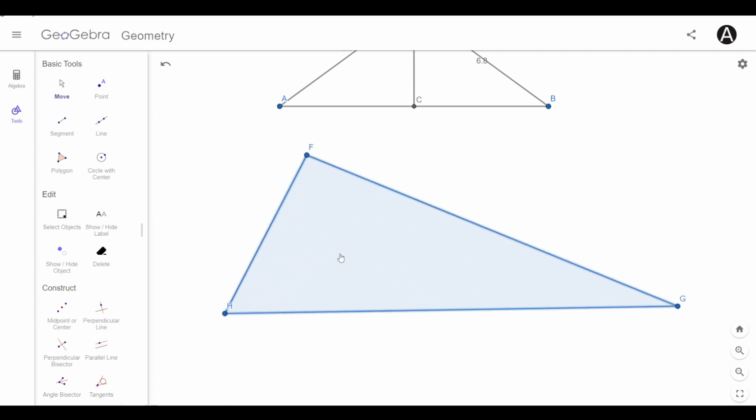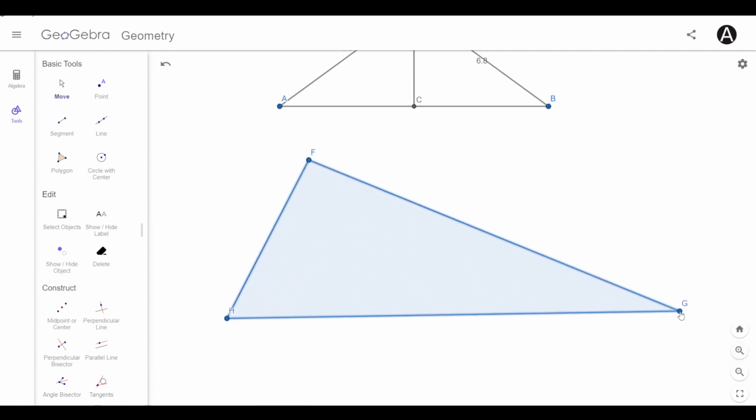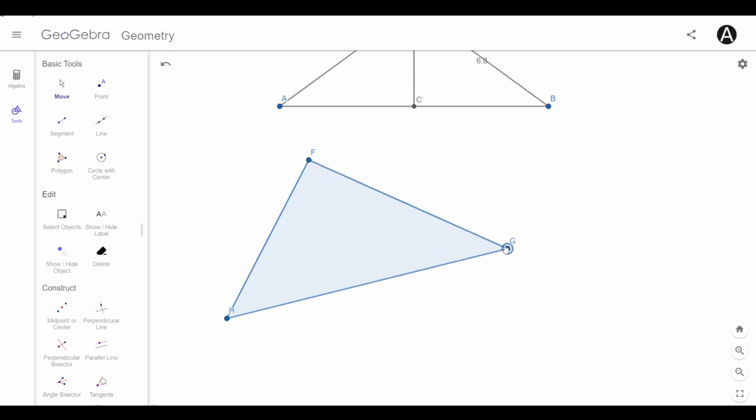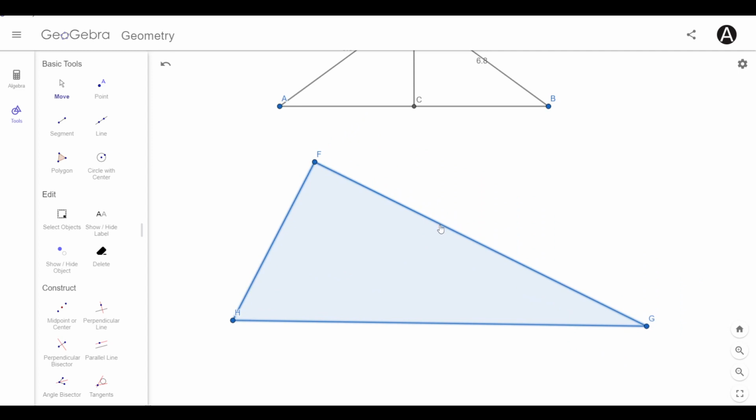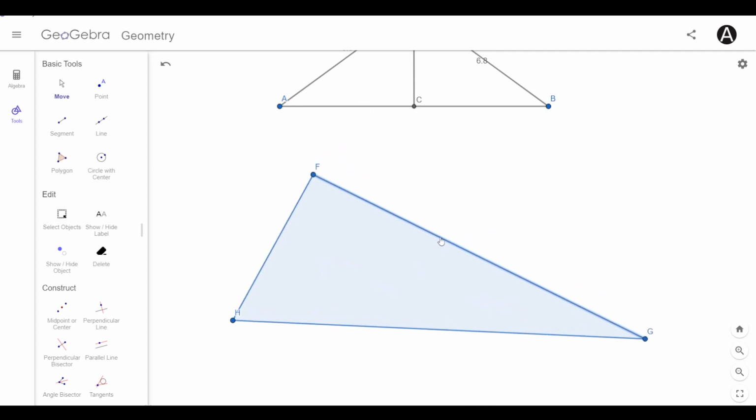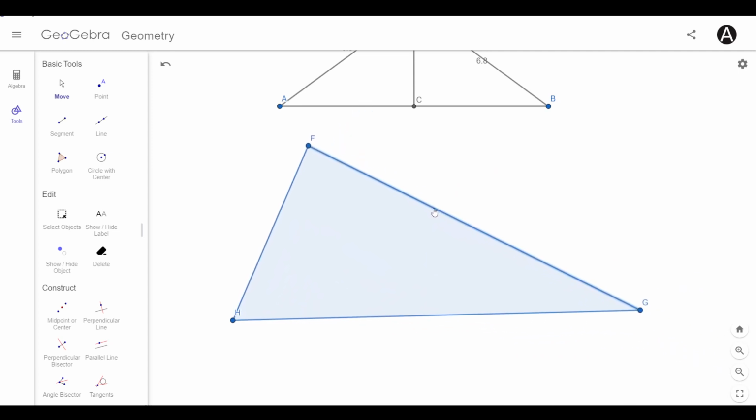Okay, there we go. So what's kind of cool about this program, watch, I can grab a corner and I can change how this triangle looks. I can move it around. I could take one of the sides and extend it out like this, move it around. So it's kind of cool. All right. I'm going to make this look more like that.